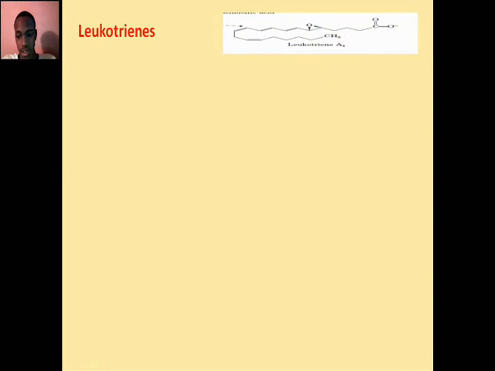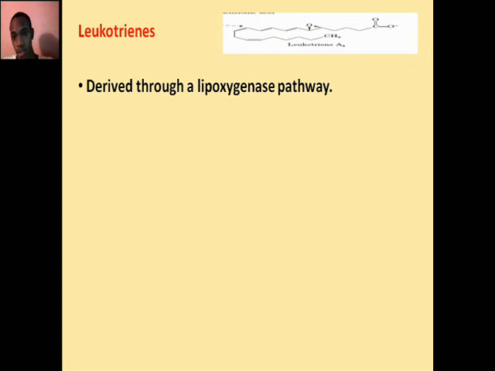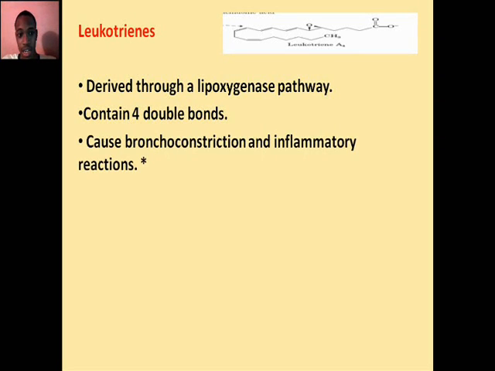Now, the third class of eicosanoids that we'll be dealing with are leukotrienes. And here we see the structure of leukotrienes. I don't know if you can see it clearly here, but there are 4 double bonds present in leukotrienes. They are derived through a lipoxygenase pathway. Remember we mentioned that just a while ago. They contain 4 double bonds, and they cause bronchoconstriction and inflammatory reactions. Remember which one of the other molecules was causing inflammatory reactions? Well, here we see that leukotrienes also do something similar.